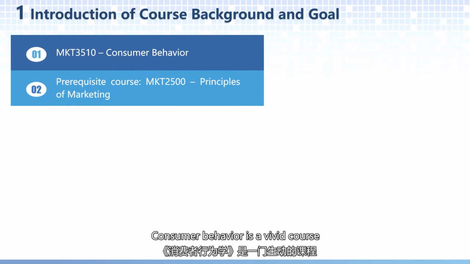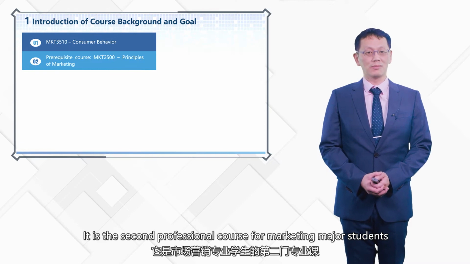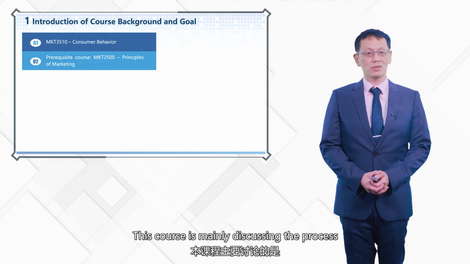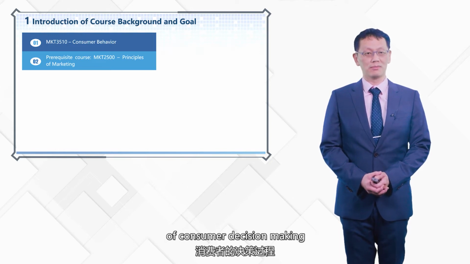Consumer Behavior is a vivid course, and its course number is MKT3510. It is the second professional course for marketing major students. This course is mainly discussing the process of consumer decision making.